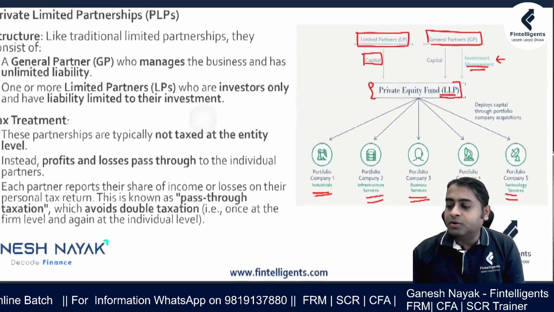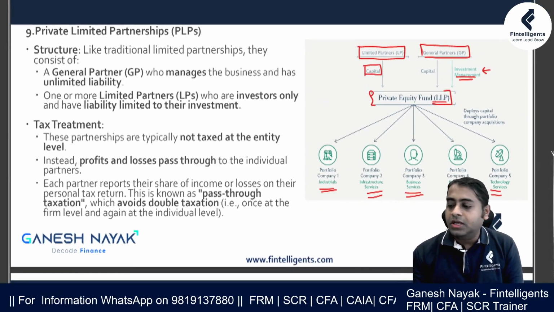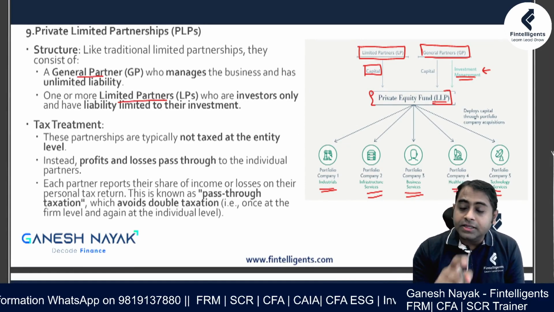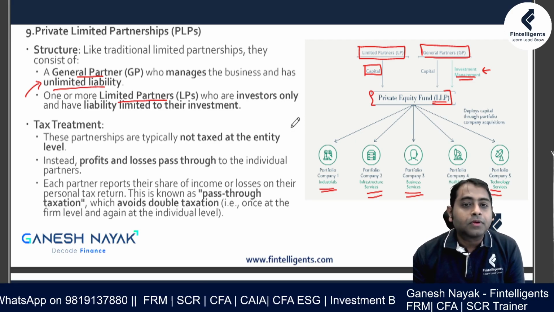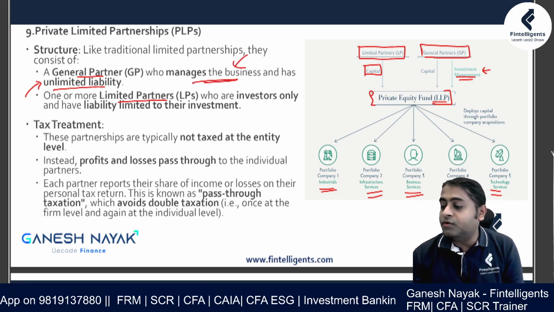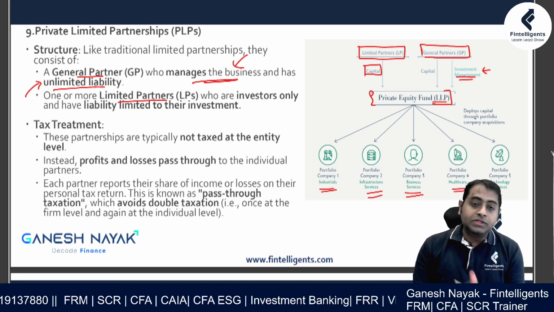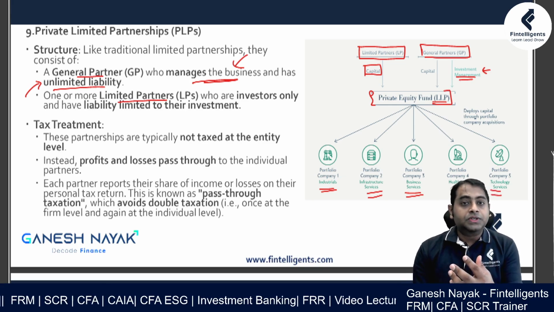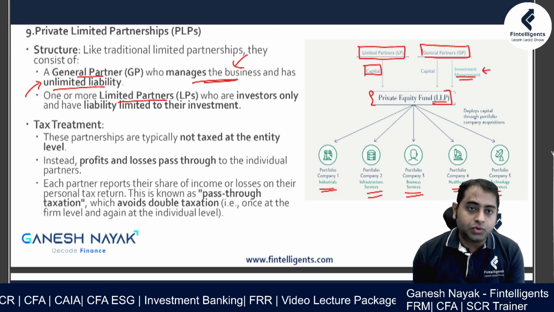I hope everybody is able to connect to the diagram. What is the basic structure? There is a general partner, there is a limited partner. Look at this line. They have unlimited liability. Why? Because they are managing the business. If tomorrow anything goes wrong, they would not only lose their money, but they would also lose their reputation, because the fund manager you have given money to is not able to perform. Nobody else in the market will give in the future.